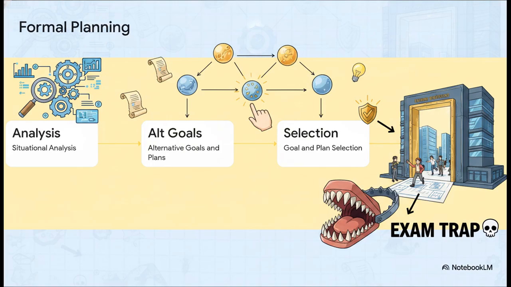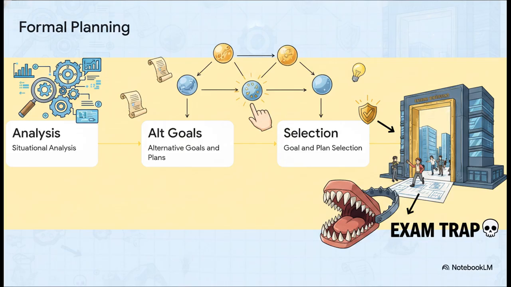Okay, so here is the formal planning process. You start with a situational analysis, then you brainstorm some alternative goals and plans. But wait, here is a massive exam trap that catches so many people. What happens immediately after identifying those alternative goals? It is step 3, goal and plan selection. You literally have to select the plan before you do anything else. Do not skip straight to implementation or evaluation.